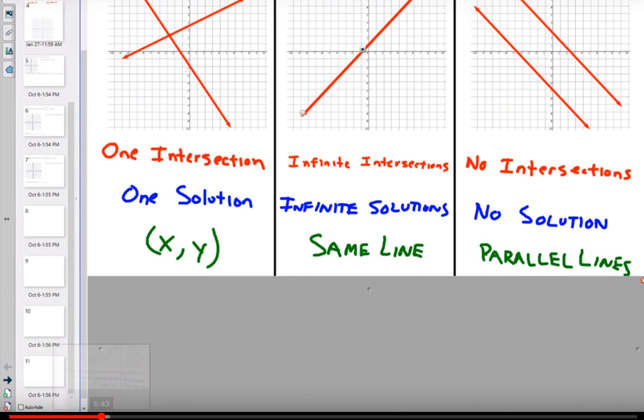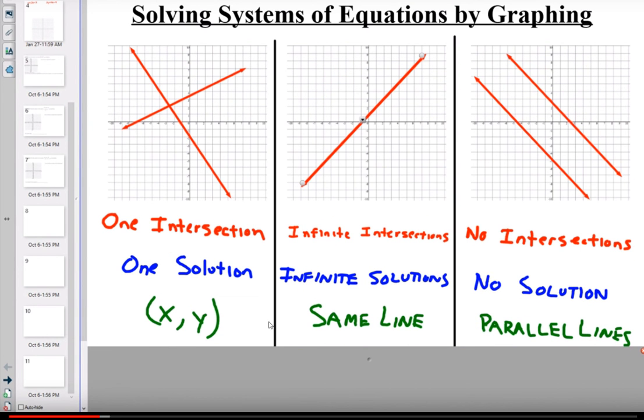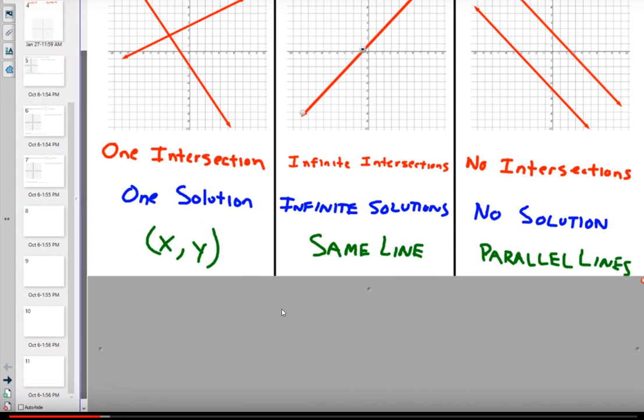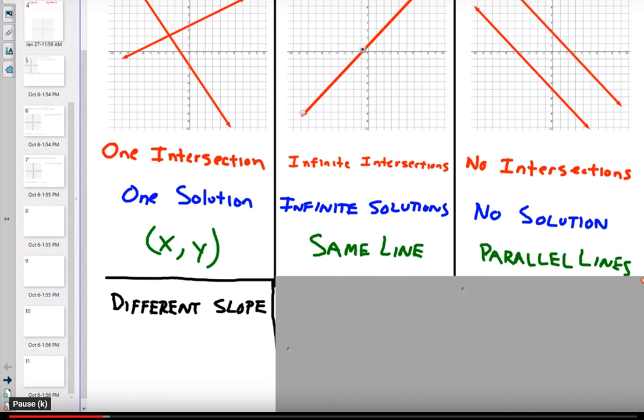I found it in there. Look, before. In order for there to be one intersection, one solution, what would need to be true when you're graphing? Different slopes.